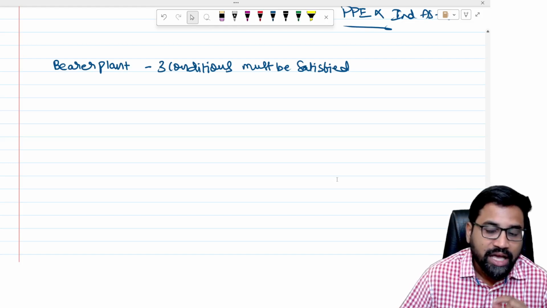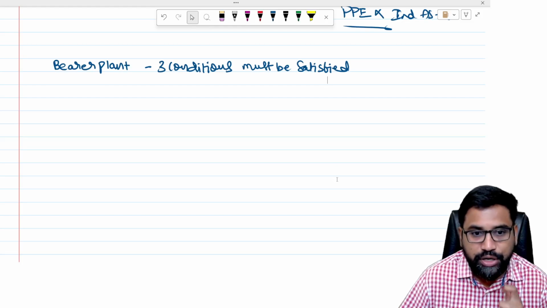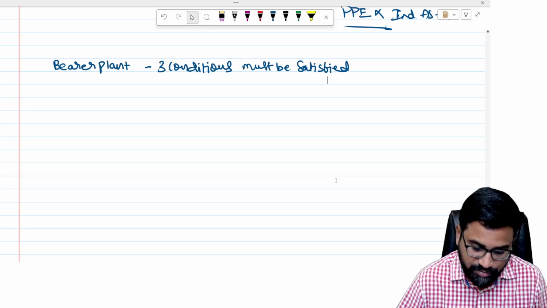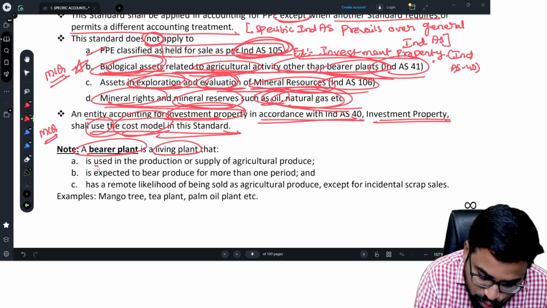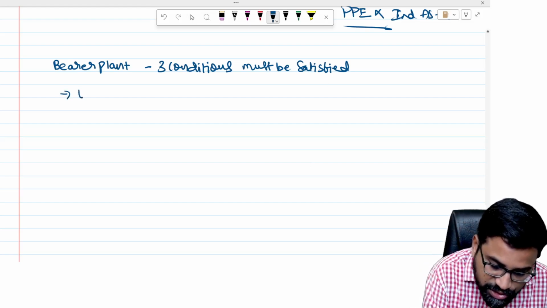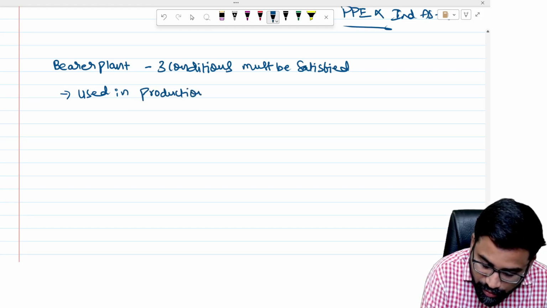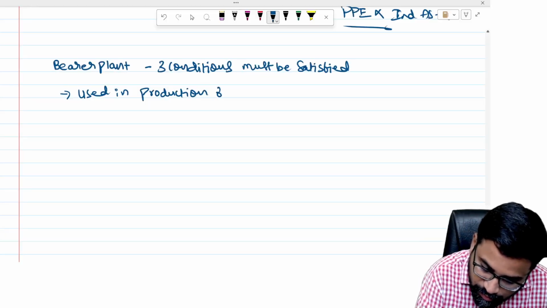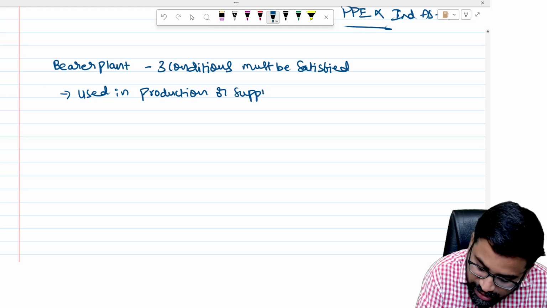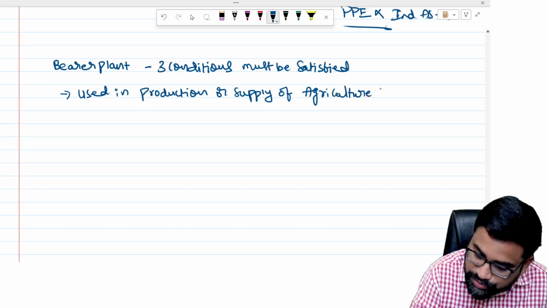First, a bearer plant is a plant that is used in the production or supply of agriculture produce. So the first thing is, it is used in the production or supply of agriculture produce.